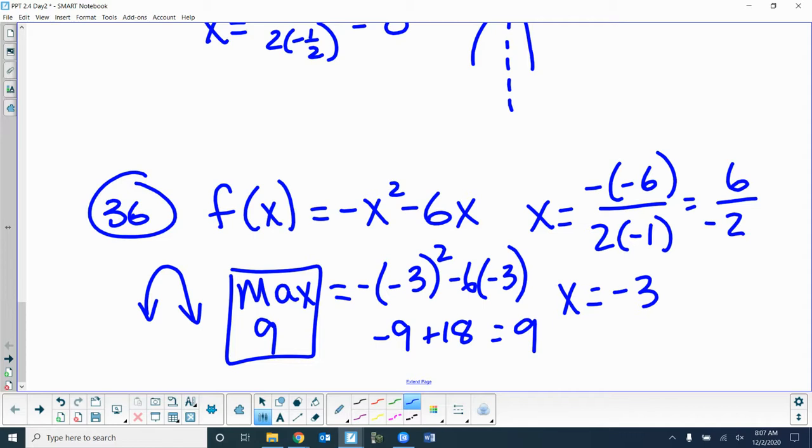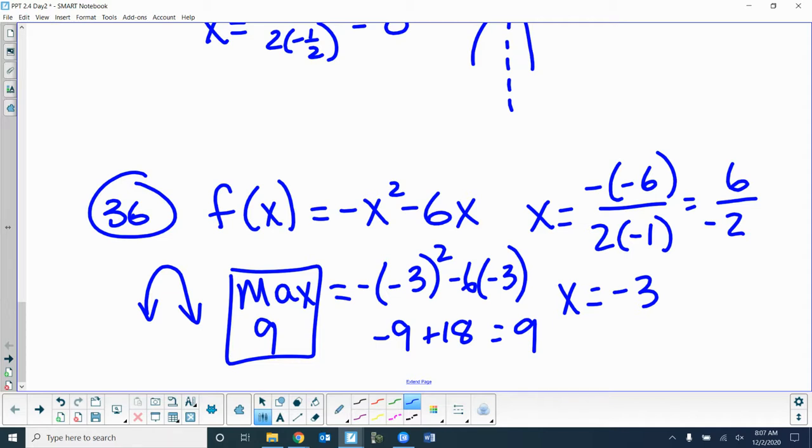Okay? So for number 39, you got a positive 2 for your A value. So that means it opens up, so you're looking for a minimum. When you find your axis of symmetry, whatever it is, you plug it in, and when you plug it in, you should get negative 1/8 for that minimum value. 42, A is a positive 3, so it opens up, so it's a minimum.